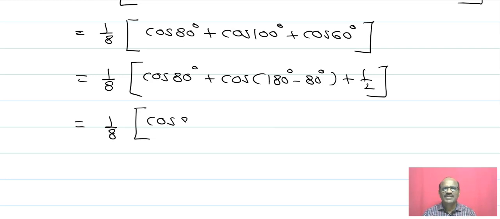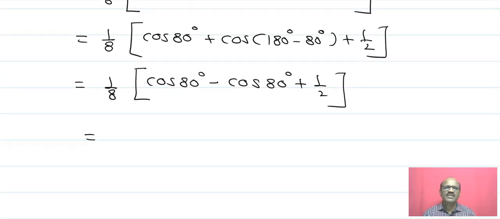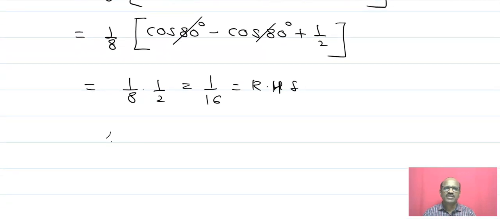1 by 8, cos of 80 plus cos of 100 can be written as cos of 180 minus 80. Means cos of pi minus theta, whenever there is a pi angle, the function remains as it is. It is minus cos of 80, it is in the second quadrant, in second quadrant cos is negative. Therefore, cos of 80 minus cos of 80 gets cancelled, plus 1 upon 2 in the bracket. Therefore, 1 upon 8 into 1 upon 2, that is 1 upon 16, that is RHS. Therefore, LHS is equal to RHS.